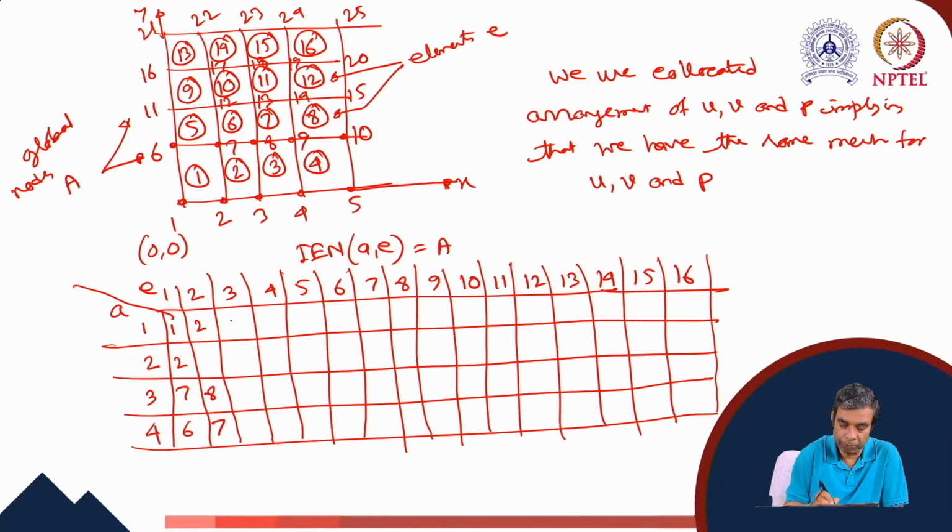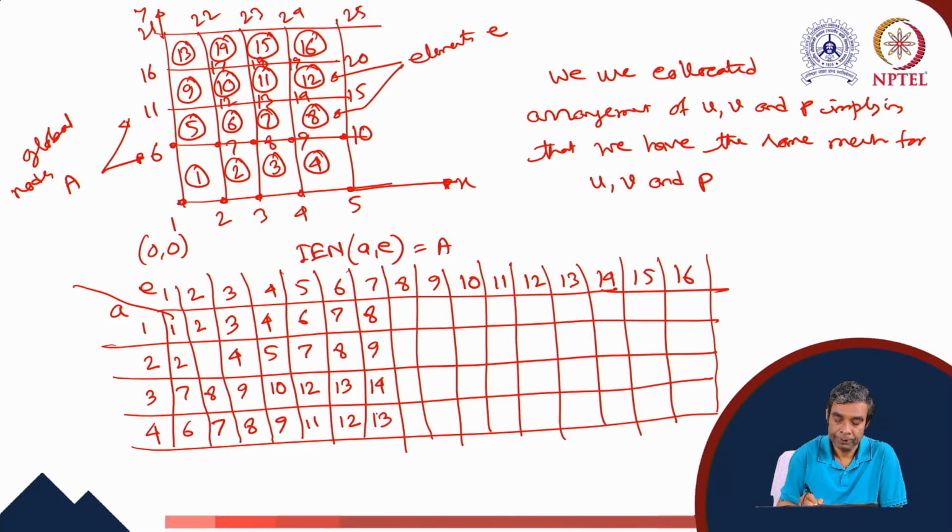For the third element, it is 3, 4, 9, 8. For the fourth, it is 4, 5, 10, 9. For the fifth element, it is 6, 7, 12, 11. For the sixth element, it is 7, 8, 13, 12. For the seventh element, it is 8, 9, 14, 13. For the eighth, it is 9, 10, 15, 14. Next, it is 11, 12, 17, 16.